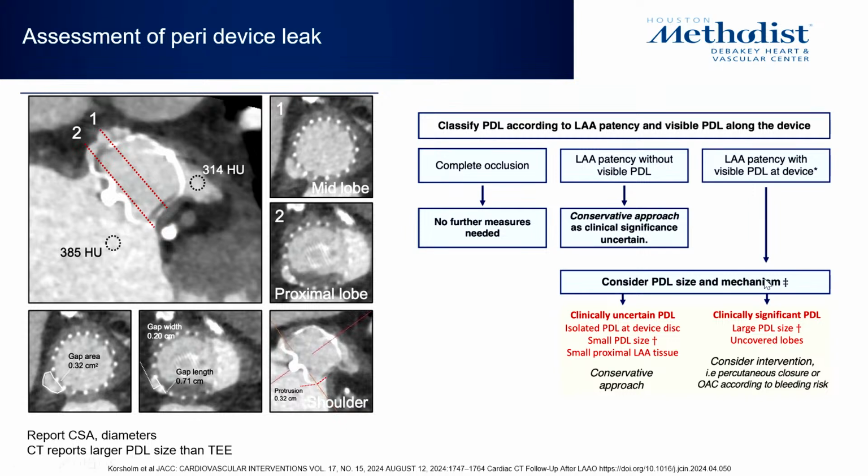So if you have a clear peri-device leak and the left atrial appendage is patent, you want to identify the size of the leak. As has been mentioned for the Watchman, anything above 5 millimeters is considered significant, and then you would continue oral anticoagulation and consider further interventions.